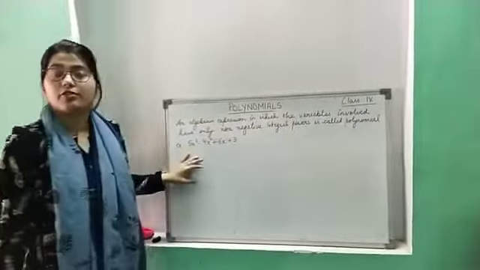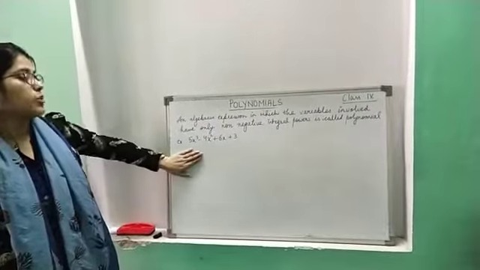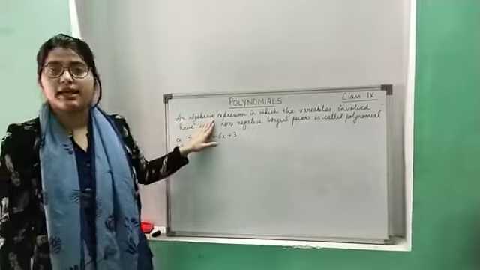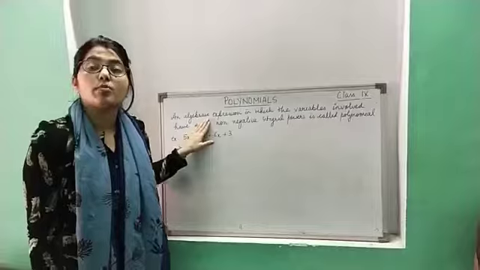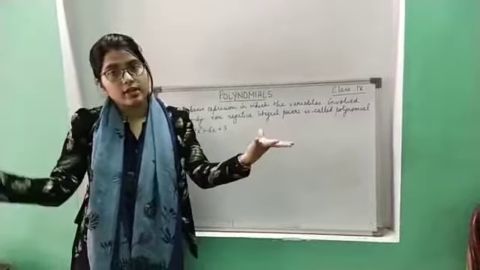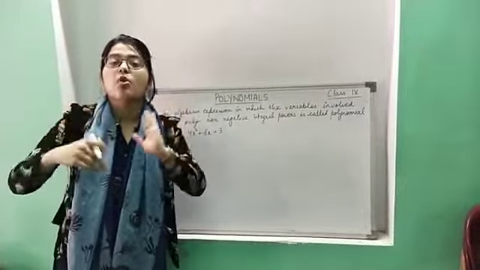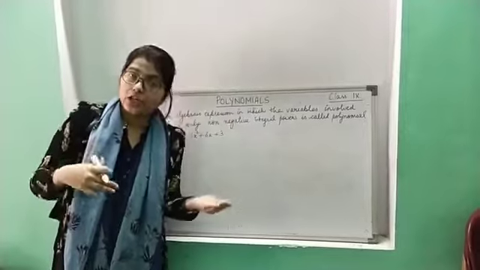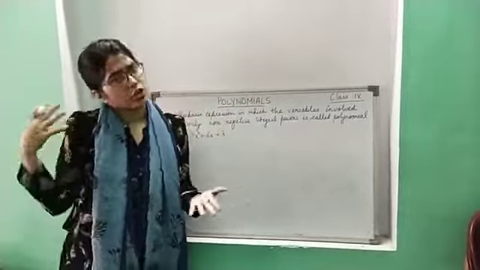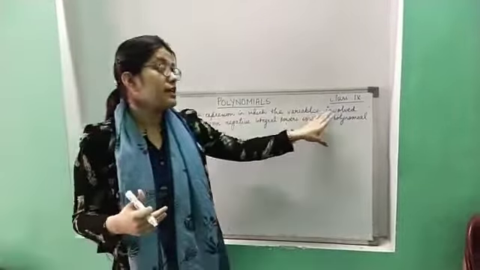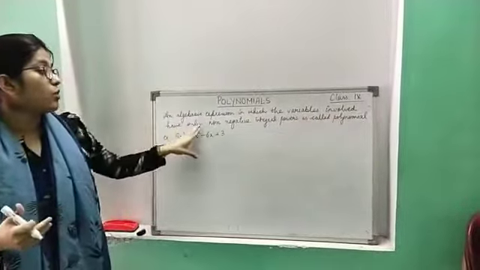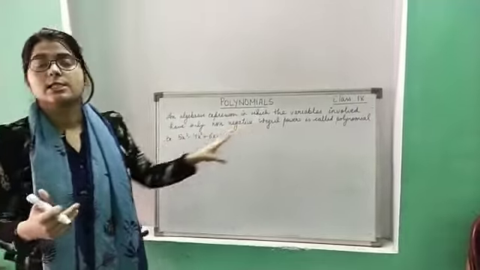Okay, now let's see the definition of polynomials. What is a polynomial? A polynomial is an algebraic expression. I have already explained to you what an algebraic expression is. It is a combination of constants and variables connected by some operations, either addition, subtraction, multiplication or division. So it is an algebraic expression in which variables are involved only with non-negative integral powers.